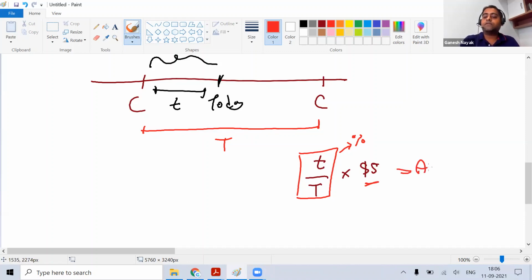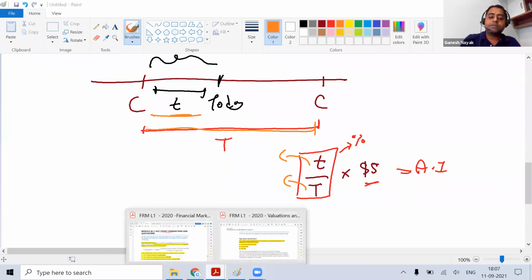This is the calculation of accrued interest. The smaller t represents the time duration that you've been holding the bond, that means the time duration from the last coupon date. And the bigger T represents the total time between the two coupon dates. I'm taking a quick pause and taking you towards the book now.